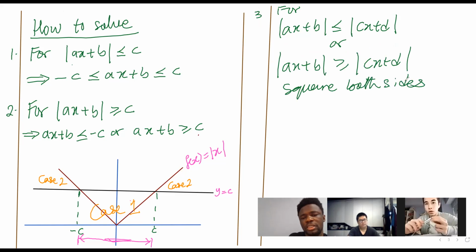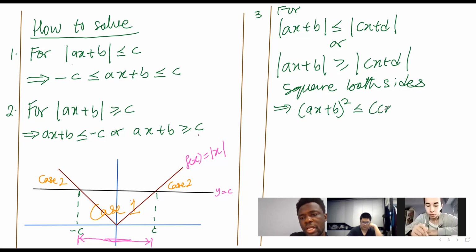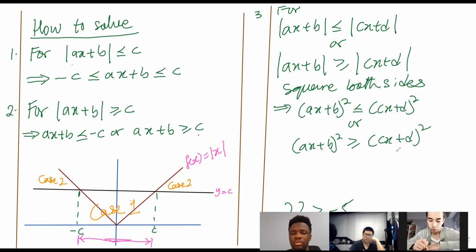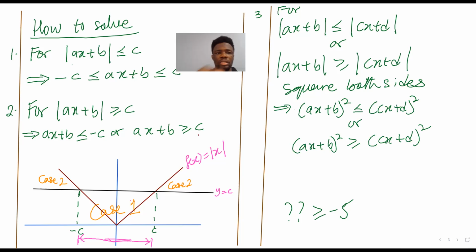So that when you square both sides, you have (ax + b) squared. So it will imply (ax + b) squared less than or equal to (cx + d) squared, or you could have (ax + b) squared greater than or equal to (cx + d) squared. Is it that you have these two? And then you can solve, get your quadratic inequality, use your sign diagram, and do what we did in the SL class. Okay.